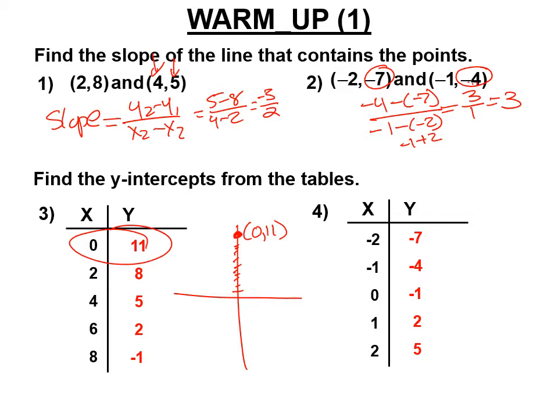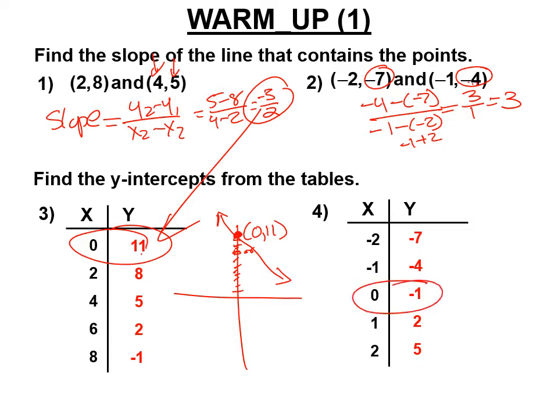And believe it or not, we're going to find out that the slope of the line that made this table is negative 3/2, and we'll talk about that. So we're going to go down 1, 2, 3, and over 2, and we're going to graph linear functions today.